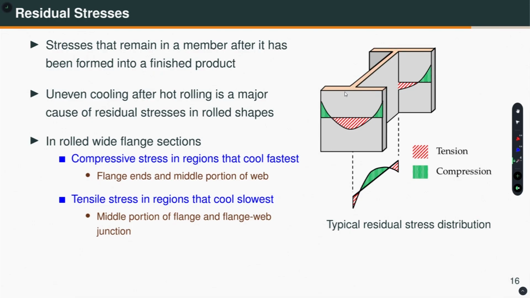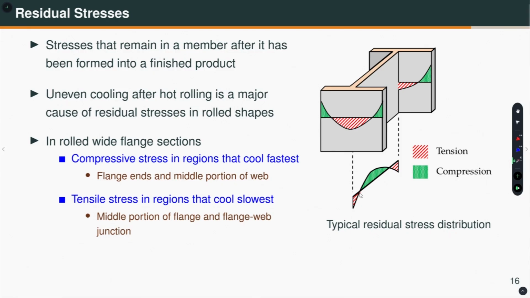So, the compressive stresses develop in regions that cool fastest. When you roll it and let it cool, come to room temperature. Okay. So, what happens, the flange ends, that means this region, and the middle portion of the web, that means this region, cool faster. Okay. So, in those regions you will have compressive residual stress, which is indicated by this. This is a pattern of residual stress that I am taking. Okay. The pattern could be different, but just for the demonstration.